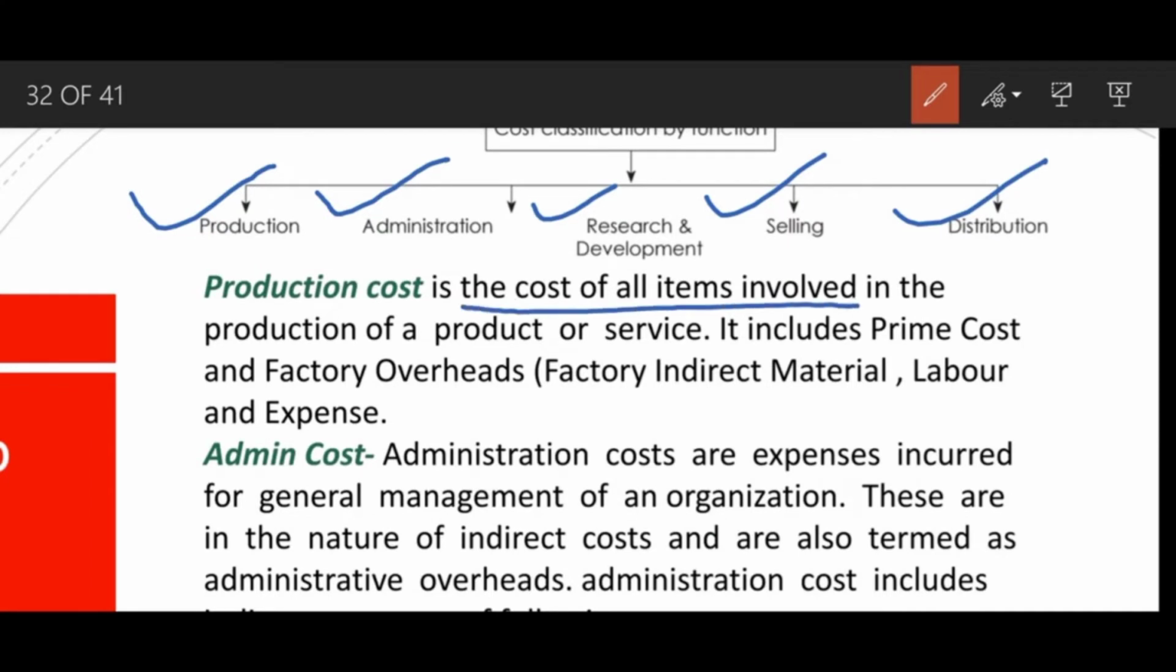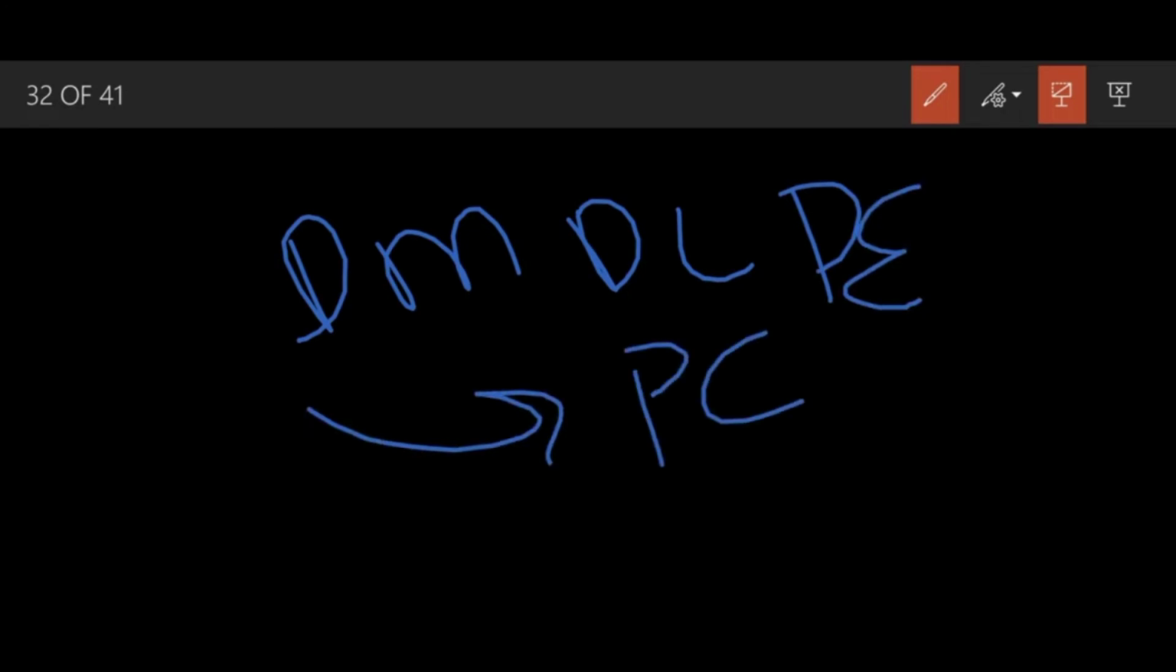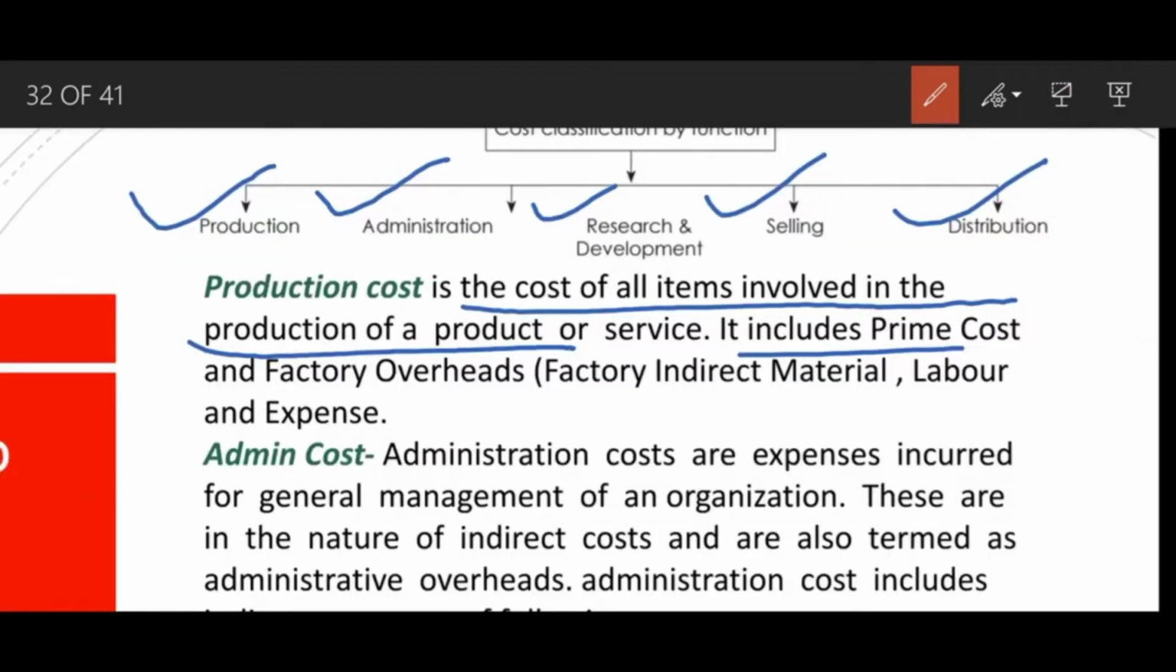So production cost is the cost of all items involved in the production of a product or service. It includes prime cost. As we have seen, what is the prime cost? Direct material, direct labor and direct expenses. If we add, we get prime cost. It will be very important for you, because when we prepare a cost sheet, it will be required to know where the prime cost is.